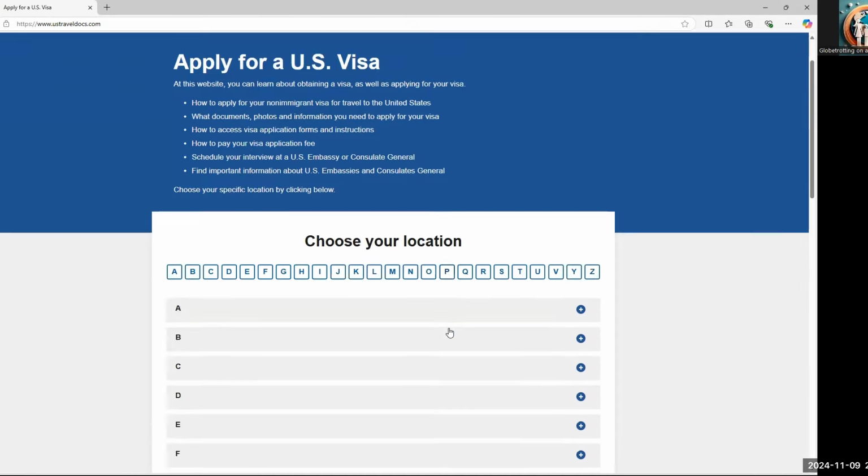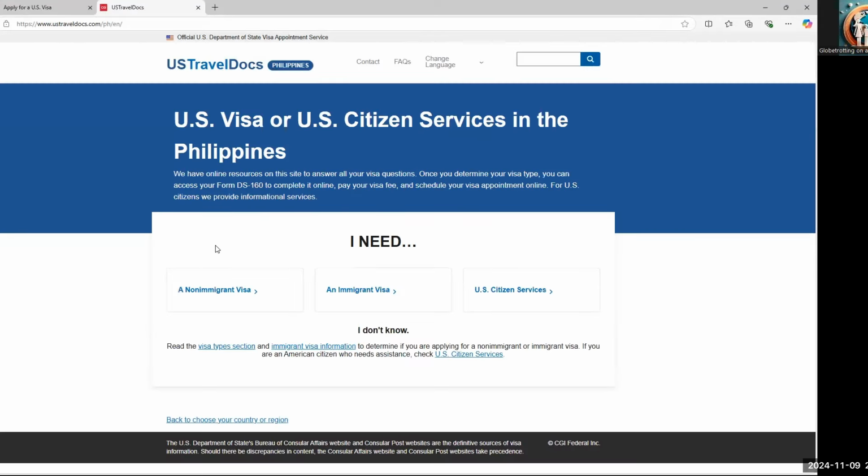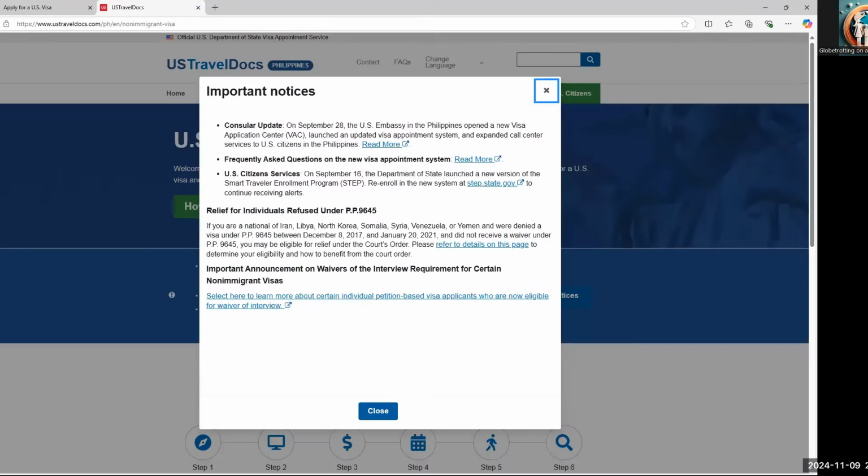The first thing I did when my family and I applied for a US tourist visa was to visit the US Travel Docs website and select my current country of residence, the Philippines. We were still deciding what visa to apply for back then, but since we only planned to visit the US and not move there, I clicked a non-immigrant visa. This led me to another page which now features a pop-up window.